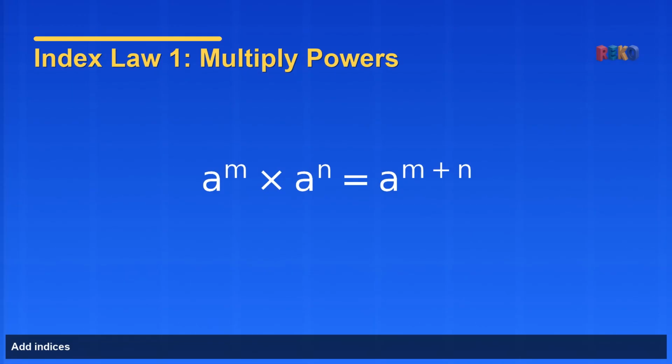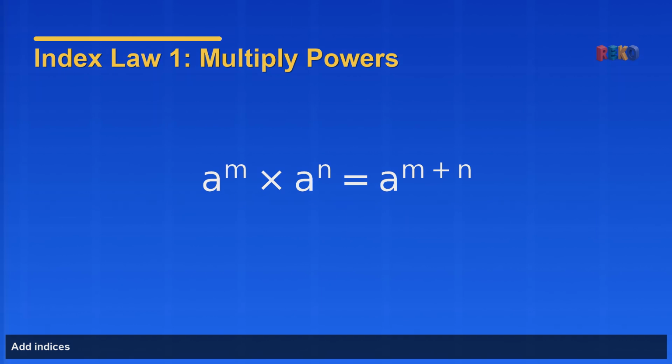When multiplying powers with the same base, we add the indices because we are increasing how many times the base is multiplied by itself. For example, a squared times a cubed means 2 factors of a multiplied by 3 more factors of a, giving a total of 5 factors altogether. That's a to the power of 5. This is why the rule is written as a to the m times a to the n equals a to the m plus n.